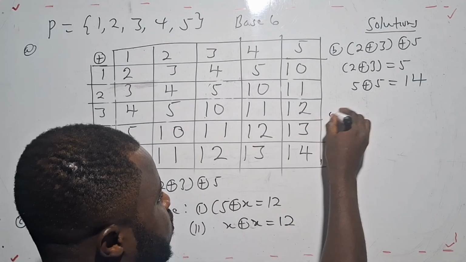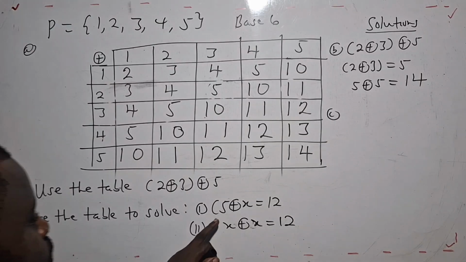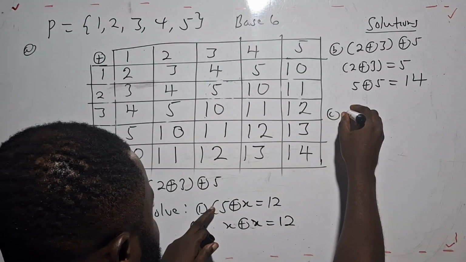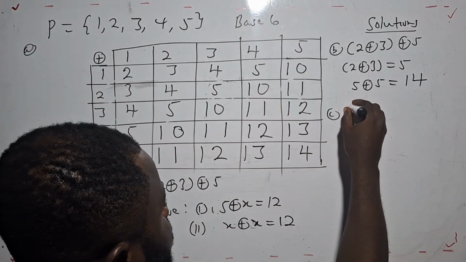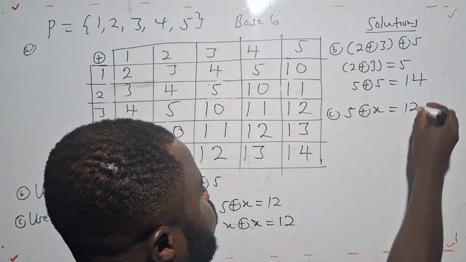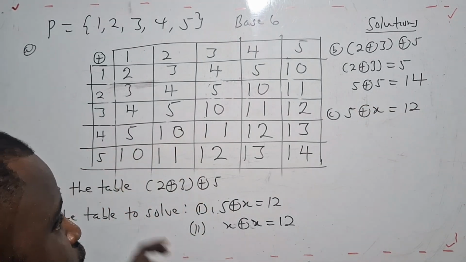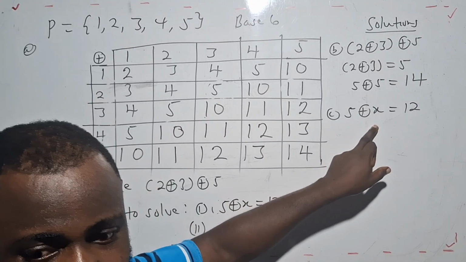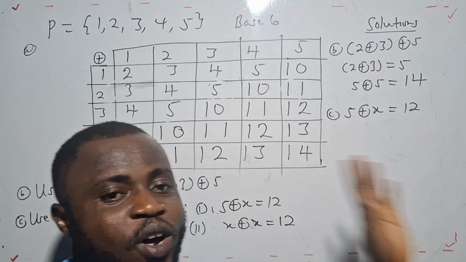Now let's go to C. C says we should solve 5 plus x is 1, 2. Now this means that according to the table, 5 was added to a number and the solution was 1, 2.